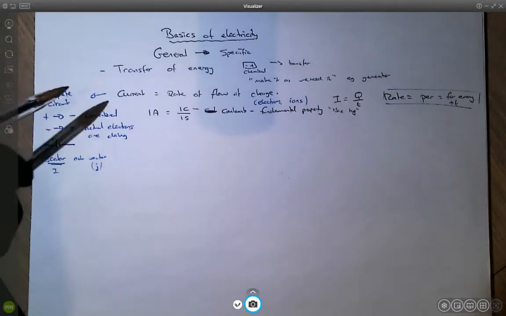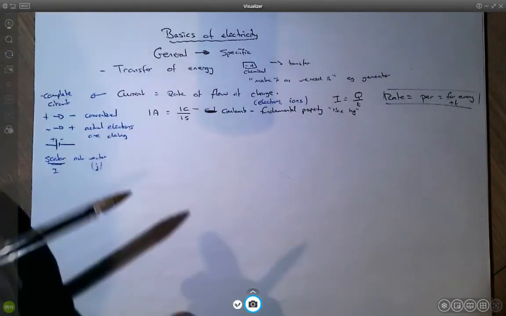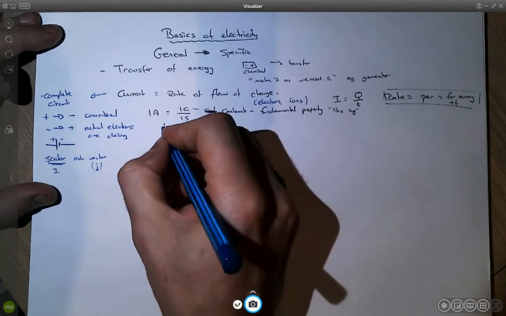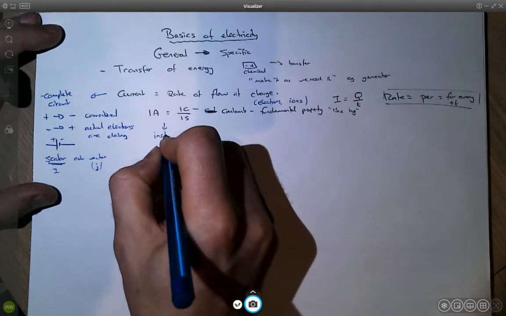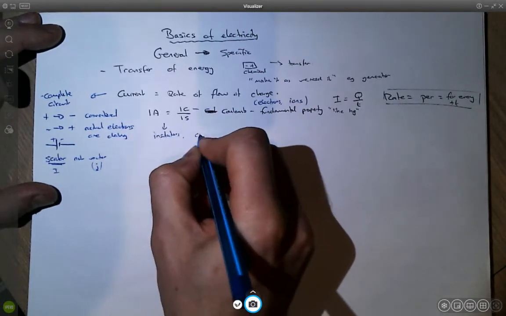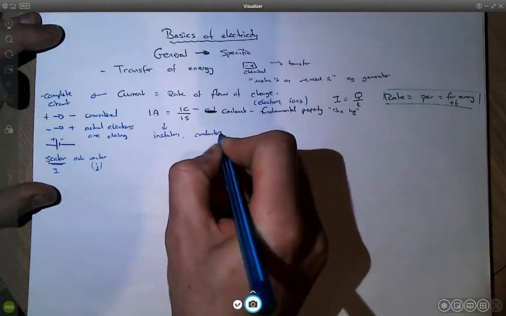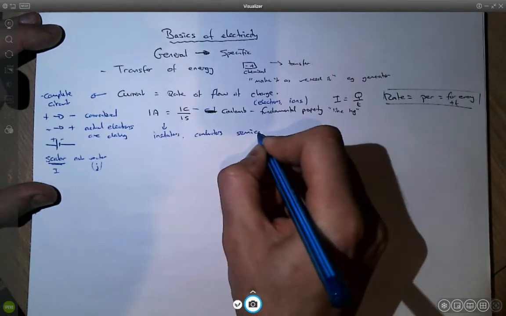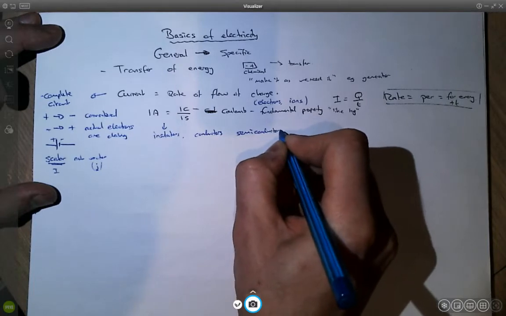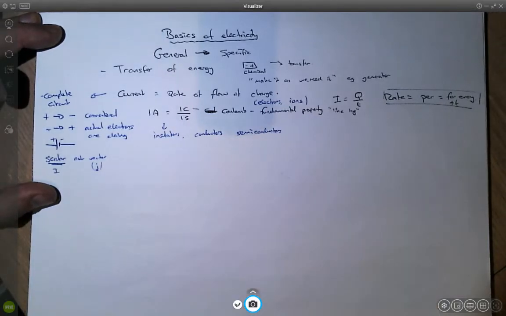What else can we talk about when we talk about current? Well, we can talk nicely about the differences between insulators, conductors, and semiconductors. Now, this is not really GCSE, but it has a really nice link with chemistry.